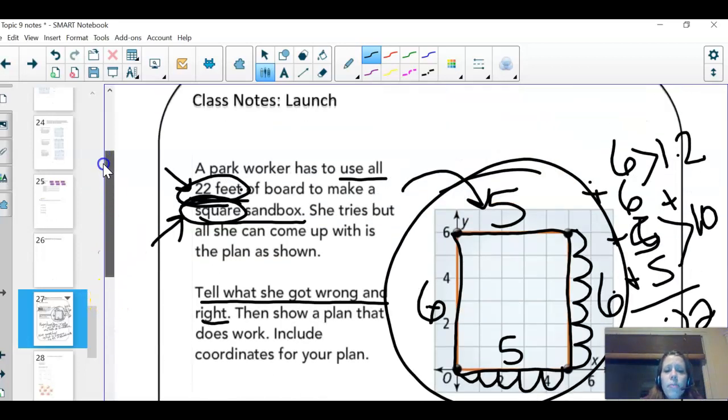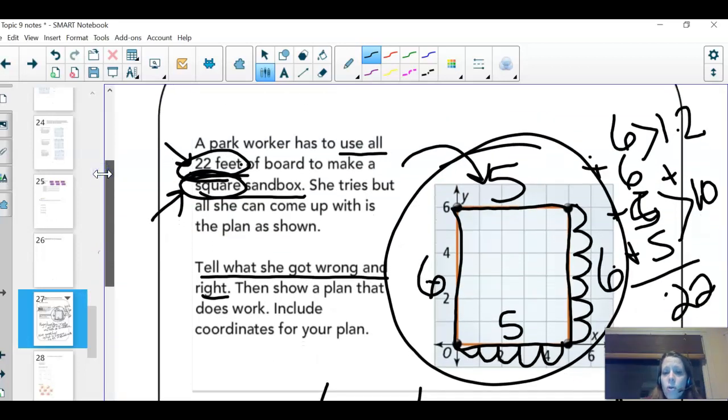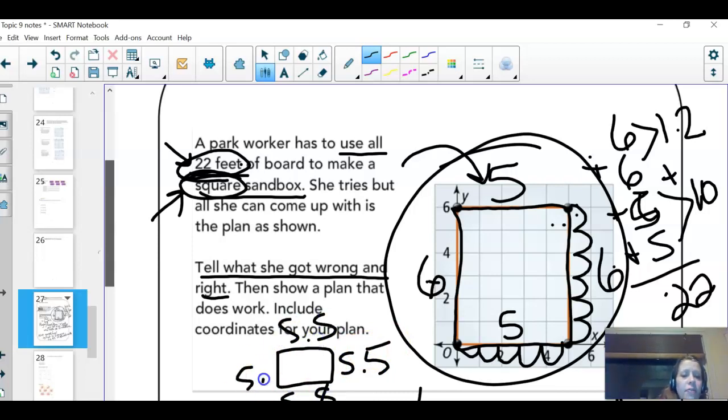So how could she make it a square? Well, she would have to go in the middle. Okay? Ella necesita buscar por un número en el medio. So if she had done 5.5 by 5.5 by 5.5 by 5.5, she would have a square.